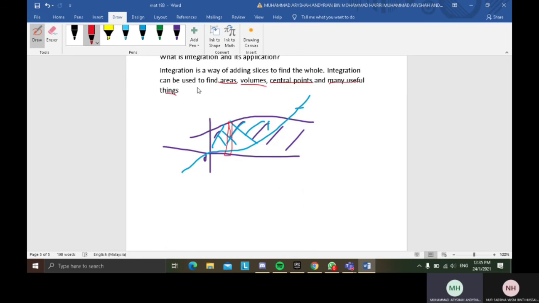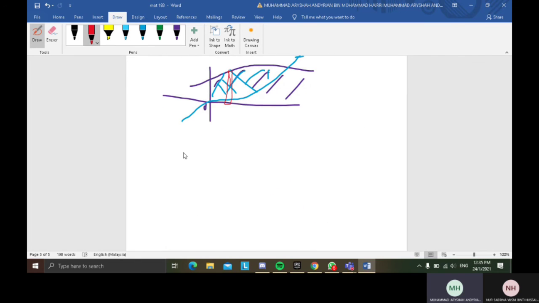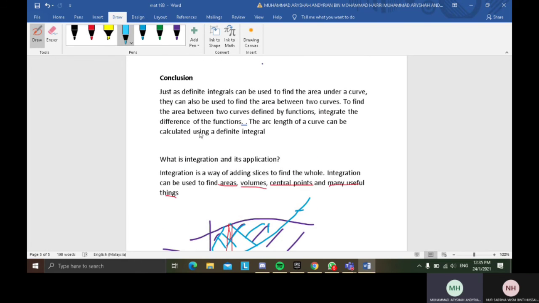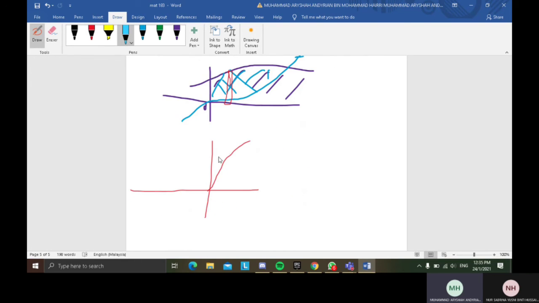in daily life, also in making a building. So we also use integration and its application. As an example, we need to dig a hole in a mountain. So we need to dig a hole to make a way.